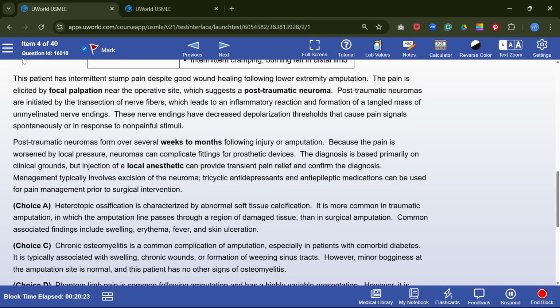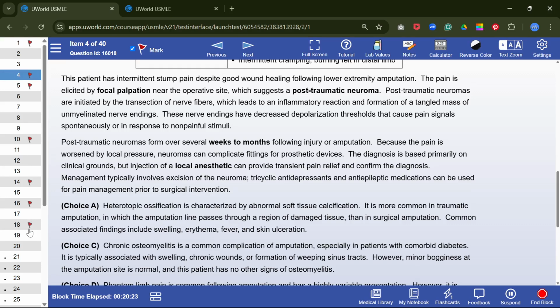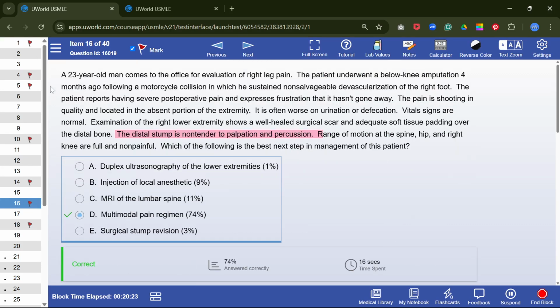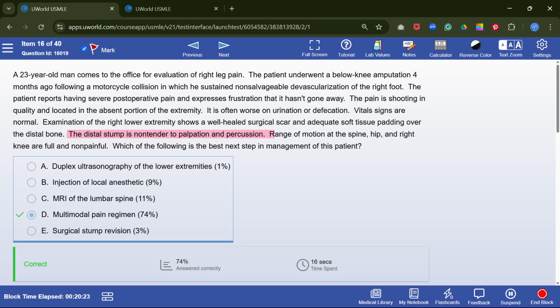Okay, now look at this question. This patient again has below knee amputation 4 months ago. The distal stump is non-tender to palpation or percussion. The patient reports having severe post-operative pain and expresses frustration that it hasn't gone away.